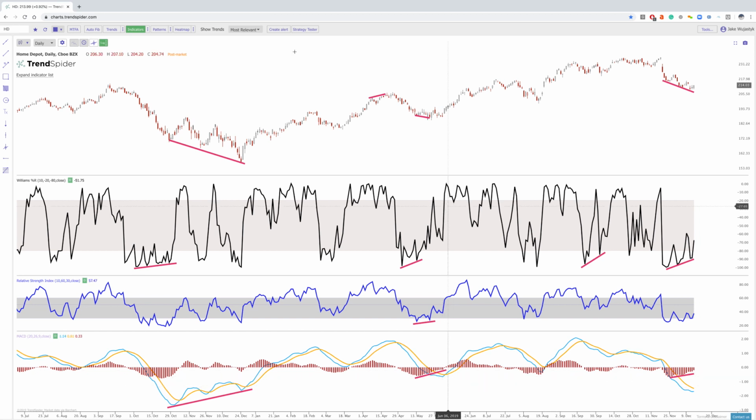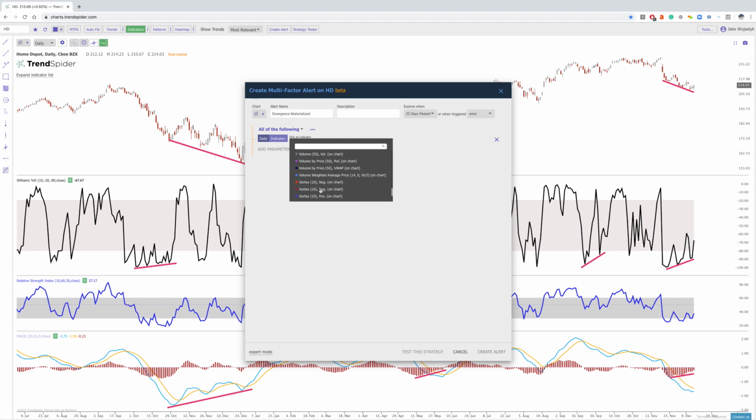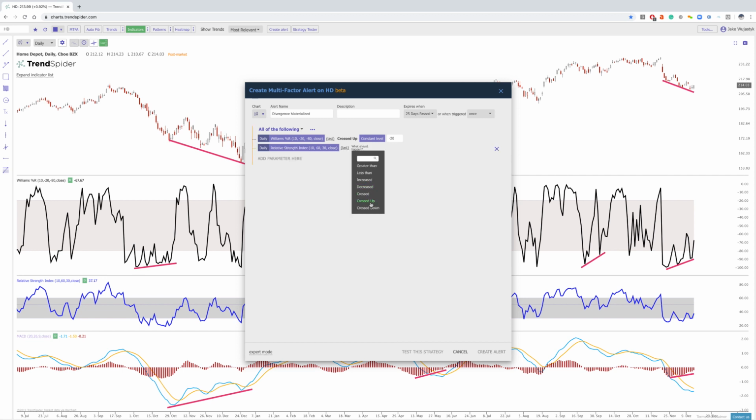So what I can do here is go to create alert, and then in this case, let's do divergence materialized, have it expire in, let's say, 25 days. And then my first condition is, as we mentioned, the daily Williams percent range crossed up through the constant level of -20. The next one is the daily RSI, which is right here, the blue, which is the 10, crossed up through the constant level of 50.